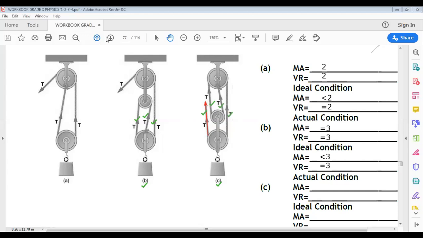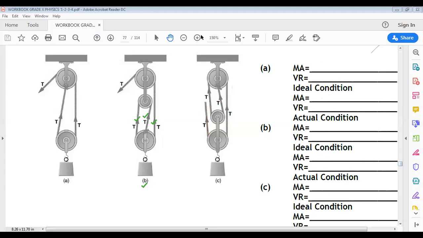So what is your MA in ideal condition? Your MA is equal to 4. And what about your VR? Your VR is also equal to 4. And what about the actual condition, class? Sorry, what about the actual condition, class? So you are fine. In actual condition, your MA will be less than 4, whereas your VR will be 4. Clear? Yes, very good. That's the correct answer.